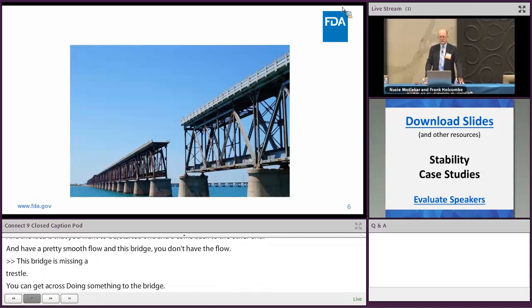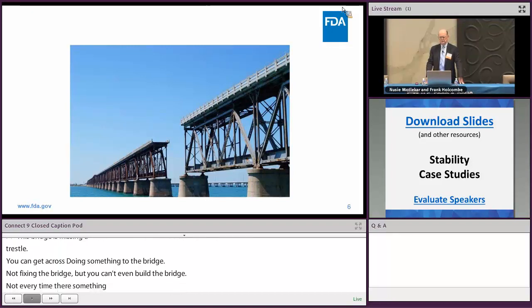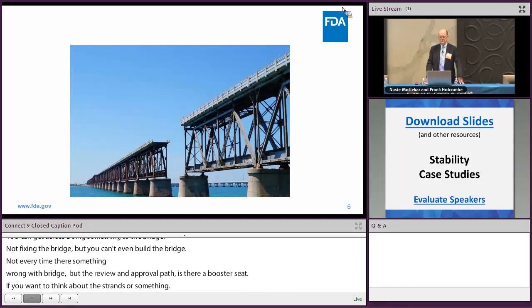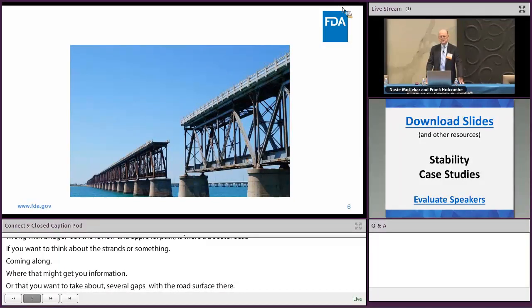Not every time there's something wrong with a bridge, if you want to think about the bridge as a review and approval path, is there a refuse to receive? If you want to think about some rope strands or something coming along where that gap is, that might get you an information request. Or if you wanted to think about there being several gaps that have some fragmentary road surface there, that also will get you an information request until you get too many of those. And then you're back to the RTR level.